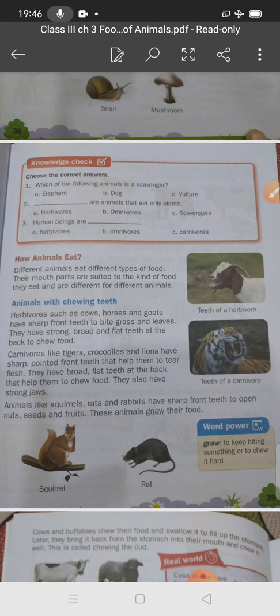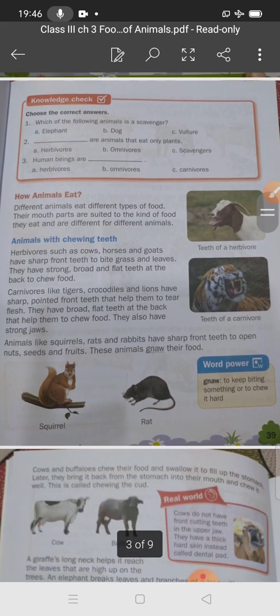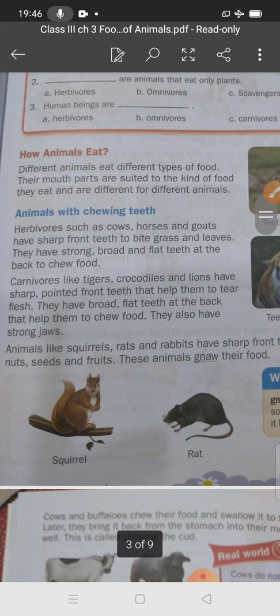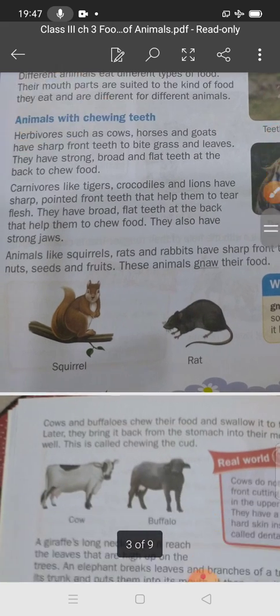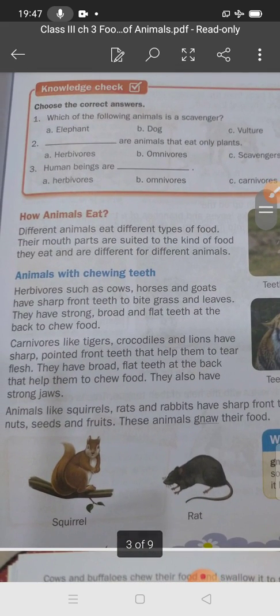You know students, there are different types of animals on the earth, so they have different mouth parts and different teeth. First of all we will discuss animals with chewing teeth, for example herbivores and carnivores. First we will discuss herbivores. What type of teeth do they have?